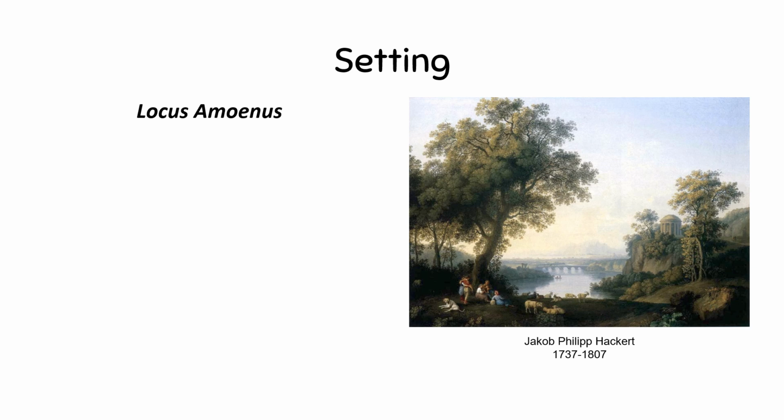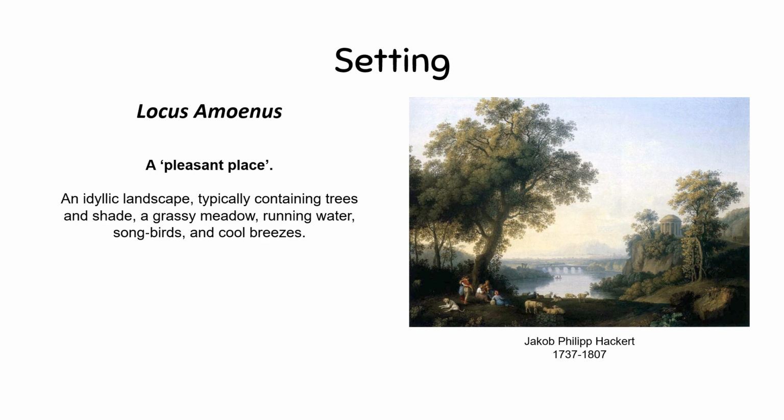Now I'd like to introduce you to this term, locus amenus. And to supplement this, I've placed an image on the right-hand side by Haggart. And you've got this idea that the world has really beautiful places. Now, locus amenus means a pleasant place. Because locus amenus is an idyllic landscape, typically containing trees and shade, maybe a grassy meadow, running water, songbirds, and cool breezes. And this is a typical trope of some poetry where they create this idyllic, euphoric world and show us perhaps this is the antidote to the existence that we're living in 1789.